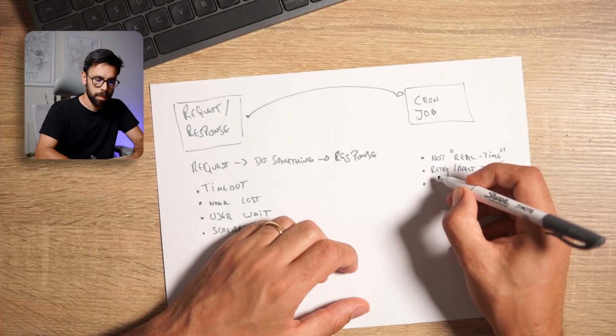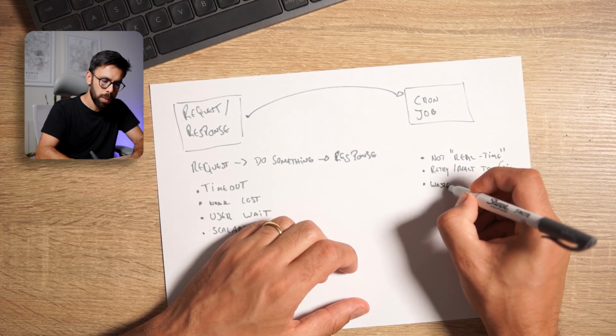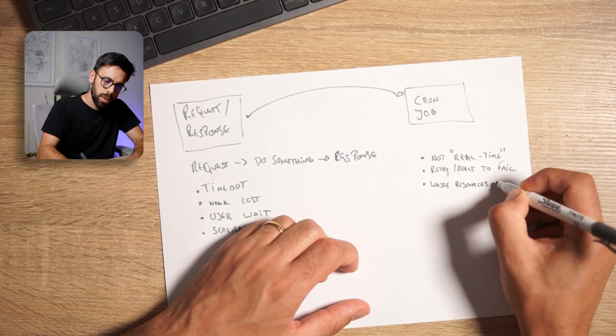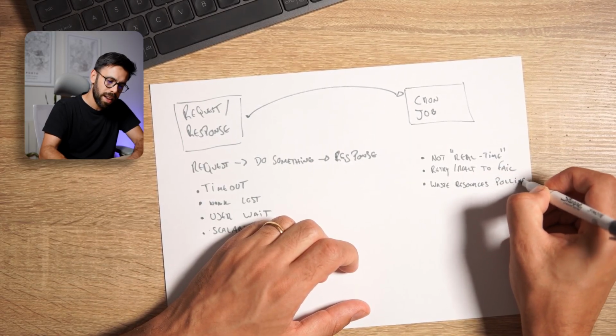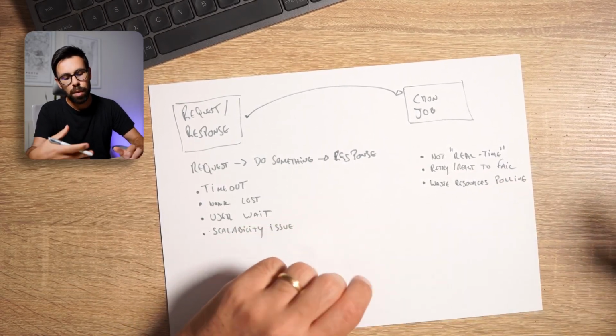So as I was saying, now we have that problem with polling. So we are basically wasting resources doing this polling. I'm saying polling, but it's any type of system that we come up with for the user to understand the state of a given job.